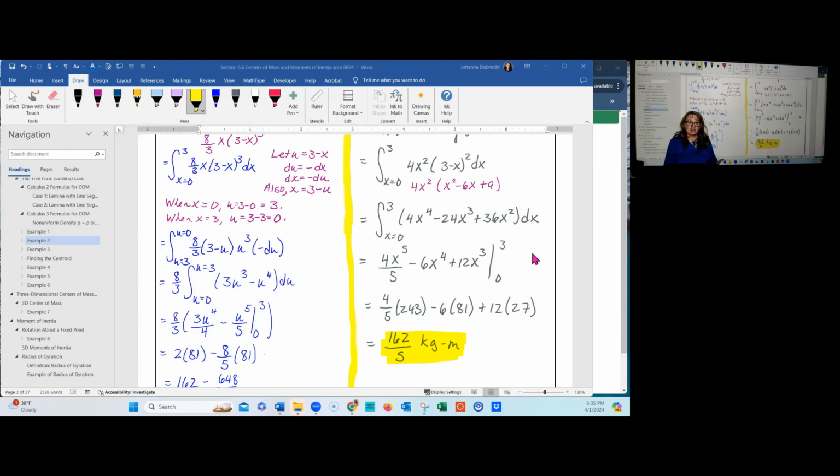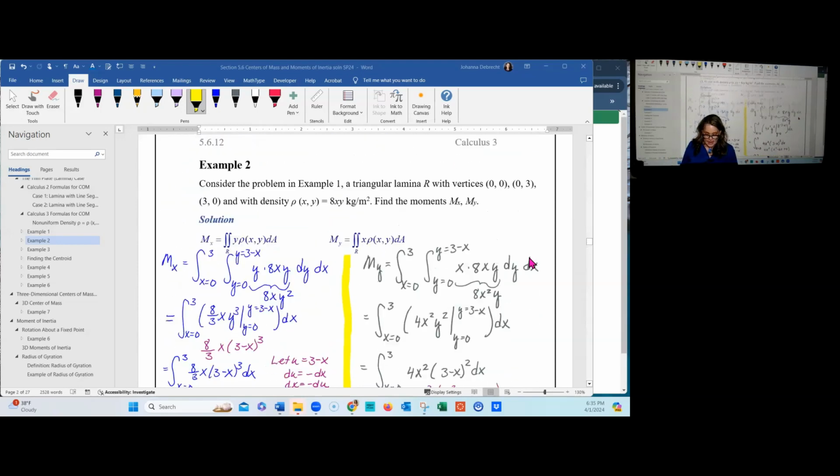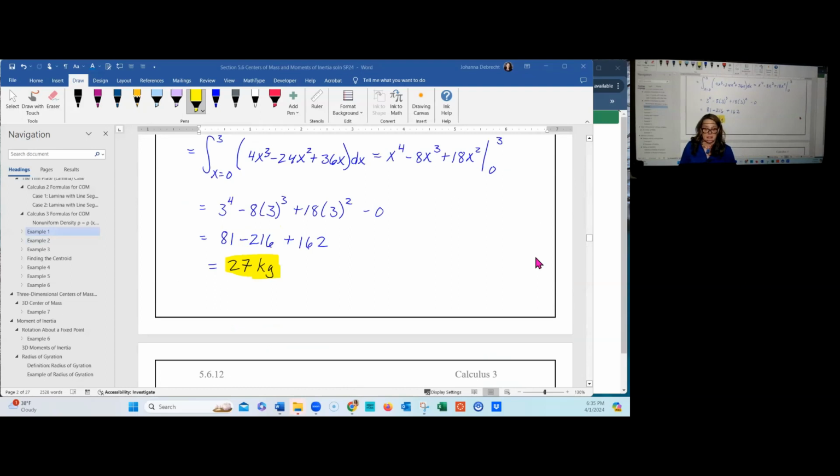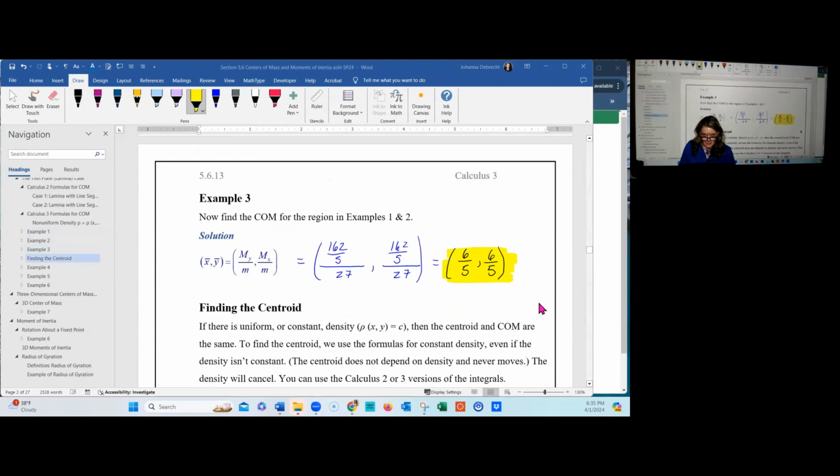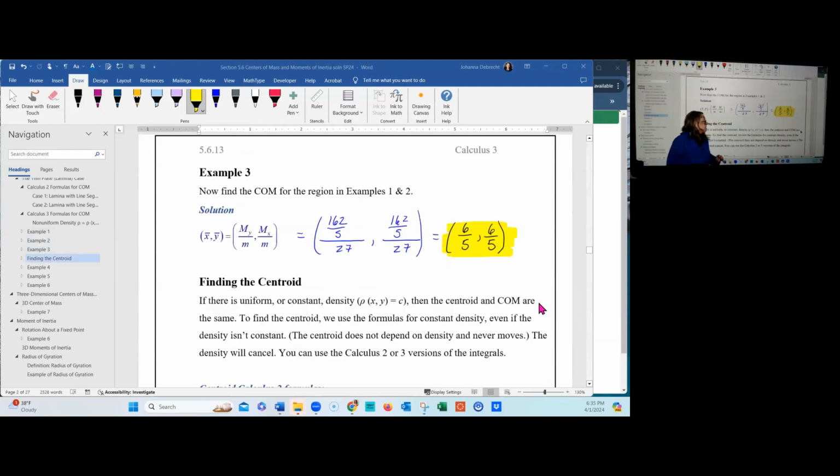Then what I want to do is find the center of mass of this triangle that we have. I'm going to take the moments that I found and divide by the total mass. Now, we found the total mass in example 1 to be 27 kilograms. So the next thing we do is take our two moments, 162/5, and divide by 27, which ends up giving us 6/5, 6/5. So 1.2, 1.2. So this is the location of the center of mass of that triangle.